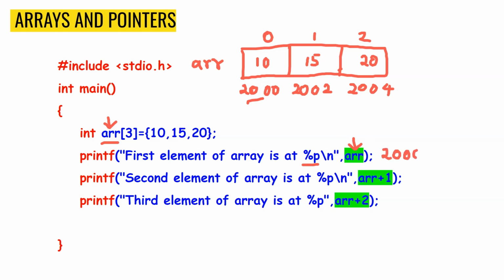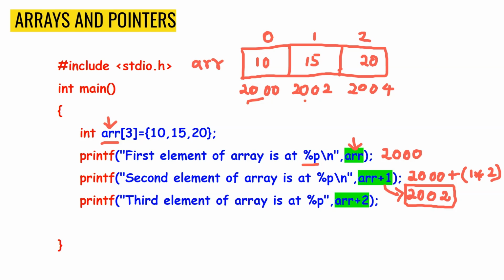In the second printf, we are saying array plus 1. This is pointer arithmetic. Array plus 1 means it will point to the next location. Since it is an integer array, it will add 2, not 1. It will add 1 times the size of the type. The size of the type is 2, so it will add 2 to 2000. So it will print the address of the next location.